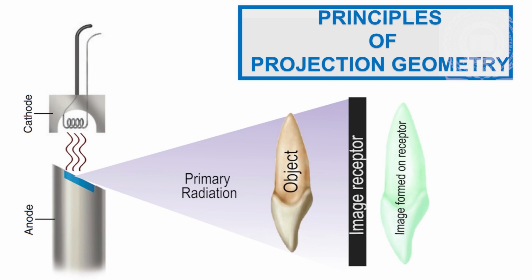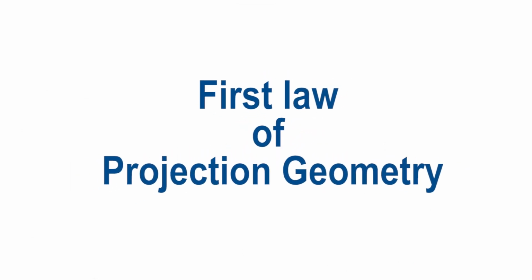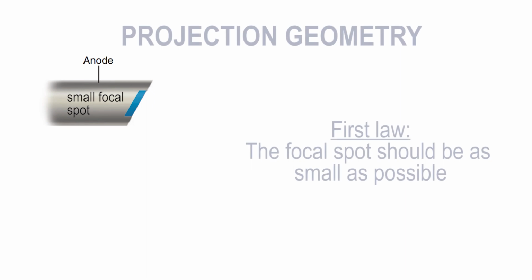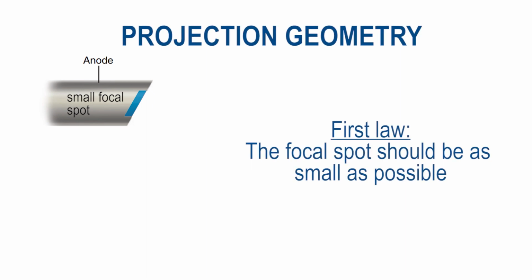We will discuss these laws one by one and illustrate the effect on the image if these laws are not followed. First law of projection geometry: it states that the focal spot should be as small as possible. This law should be followed to get a sharp image.